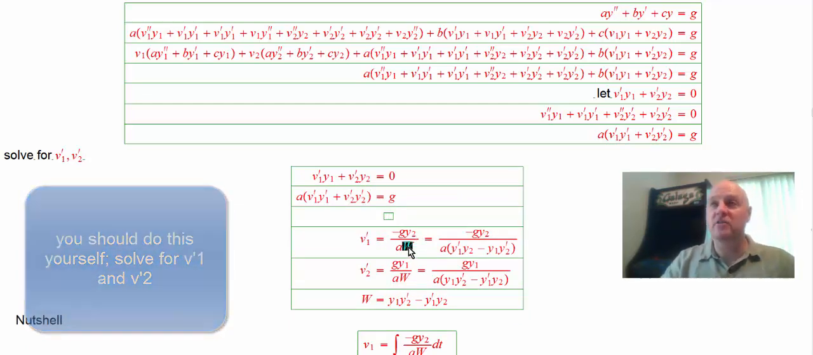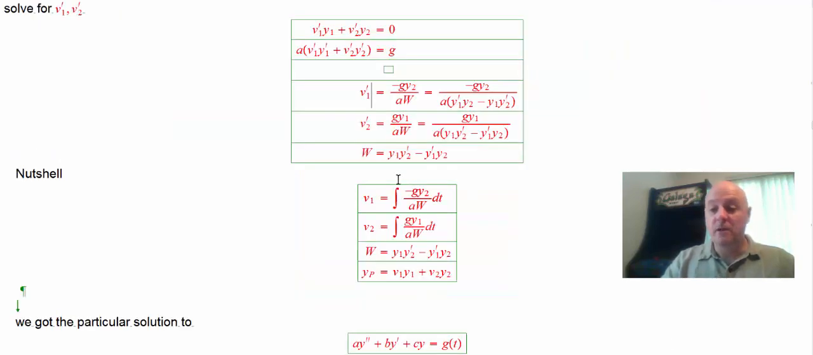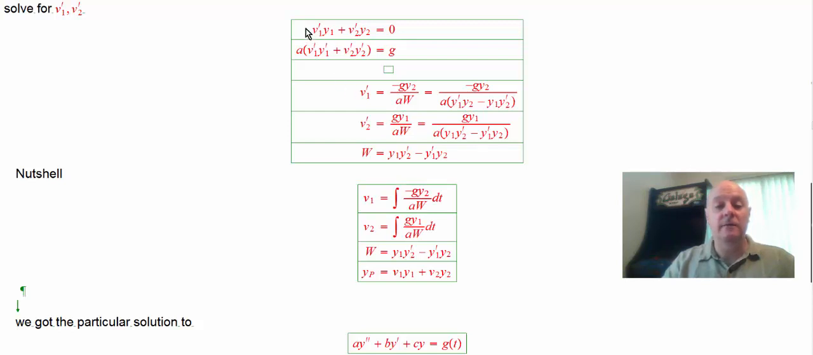V1 prime is equal to minus G y2 over A W. What's W? The Wronskian. The Wronskian shows up when we solve this. So there's the Wronskian in the denominator. Now here's where we get to say, oh, it's a good thing that our y1 and y2 are independent solutions. That way we know the Wronskian isn't 0. So we're not dividing by 0. The V1 prime is defined. The V2 prime is defined. So in a nutshell, our particular solution is going to be V1 y1 plus V2 y2, where V1 and V2 are defined by these two integrals.